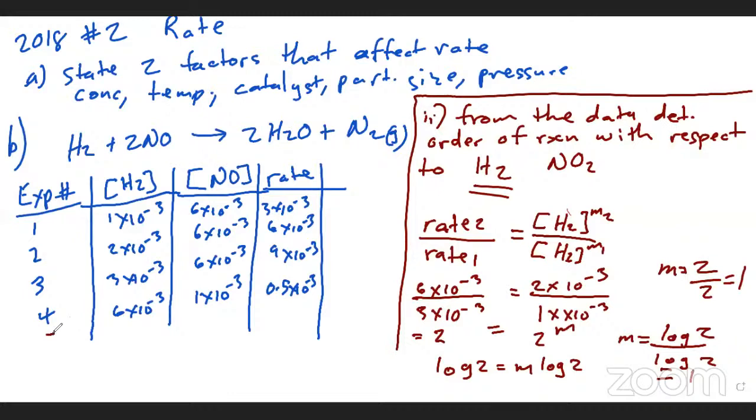So question number 5. All right. 6 times 10 to the -3, and 2 times 10 to the -3. Right. And then the rate is 2 times 10 to the -3.